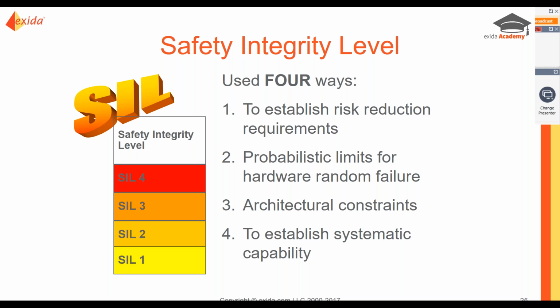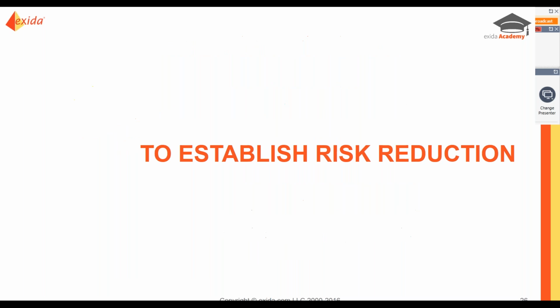You can use it to establish the risk reduction requirements. You can use it to set the probabilistic limits for hardware random failures. You can use it to figure out your architectural constraints, and also to establish the systematic capability for your SIF. We're going to go ahead and look a little bit deeper into a few of these and then move on to exSILentia real examples of different ways to view your system.